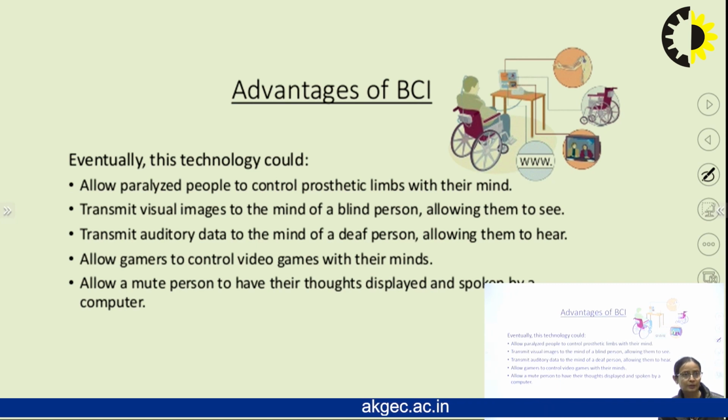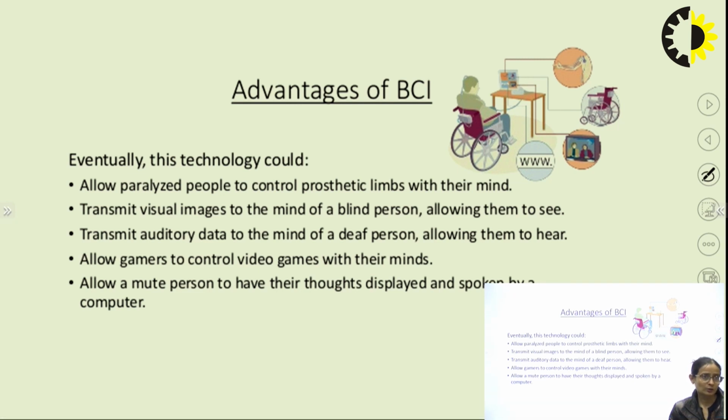So what are the advantages of BCI? Eventually, this technology could allow paralyzed people to control prosthetic limbs with their mind. Then it can transmit visual images to the mind of a blind person, and a blind person can also see. It can transmit auditory data to the mind of a deaf person, allowing them to hear. Then it allows gamers to control video games with their minds, and allows a mute person to have their thoughts displayed and spoken by a computer.